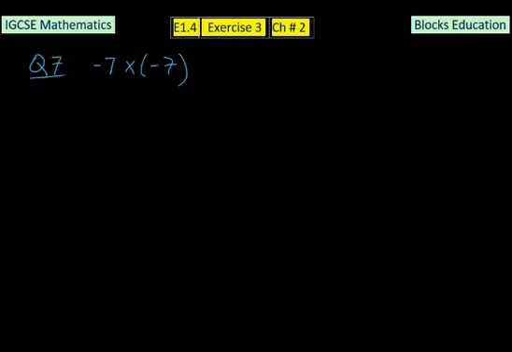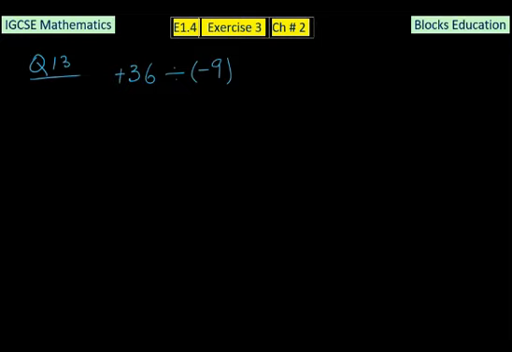Right, so in question number 7 it says minus 7 multiplied by minus 7. So once again same technique. First of all we will multiply the signs. Minus into minus makes plus, and then the number 7 into 7 makes 49. So the answer is plus 49.